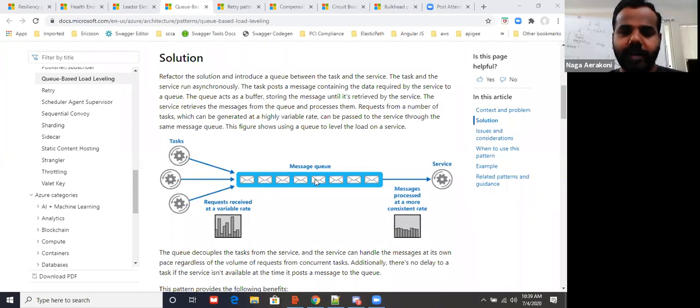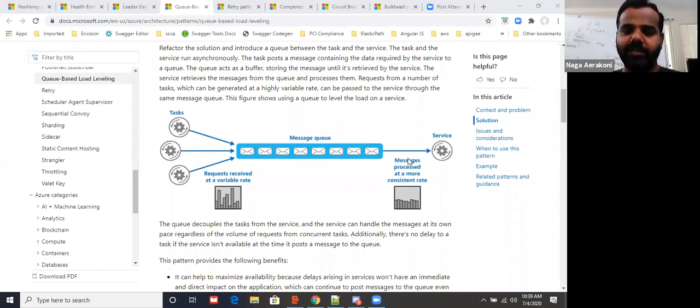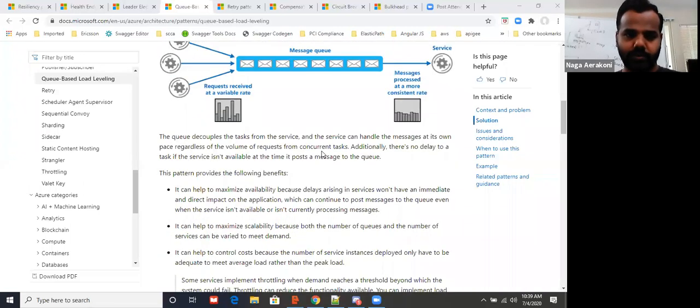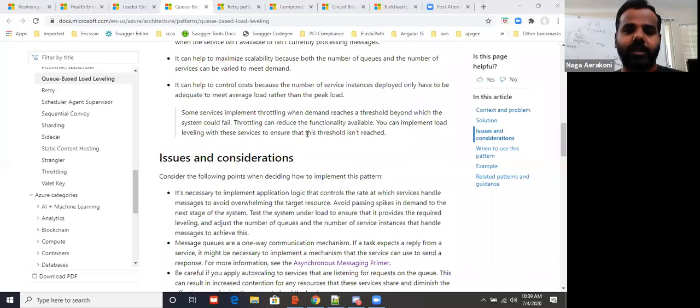So you add a message queue, and the service, depending on how many requests it can process, can continue to pull the messages from the queue and process them at its own pace. At times you have peak loads, and if they were directly calling these services, they may not be able to serve that many requests at one time. So you add a queue to level the load. This can help maximize availability, it can also help with scaling, and it can also help control the costs.